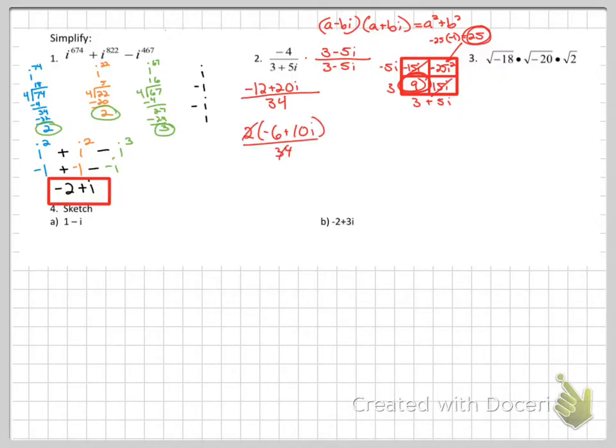2 goes into 34 17 times. Negative 6 plus 10i over 17 is a much better answer. Okay, number 3.